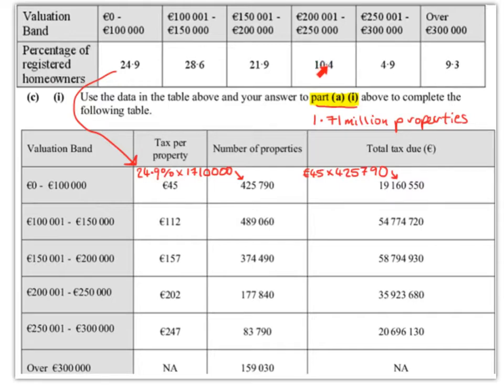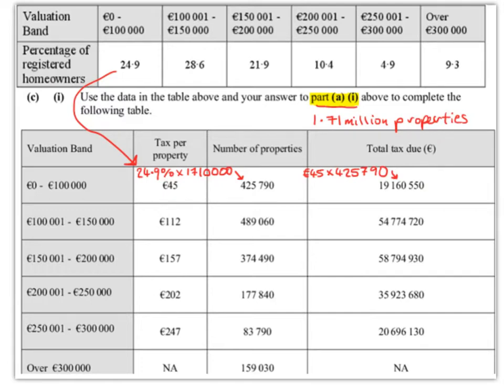So 10.4%, so this is the band for €200,001. And here we are in €200,001, this band. So 10.4% multiplied by 1,710,000 gives us 177,840. So this is the number of properties in this band, and each property in this band has to pay €202. So multiplying these gives us 35,923,680. So this is the total tax due for anyone in this band.